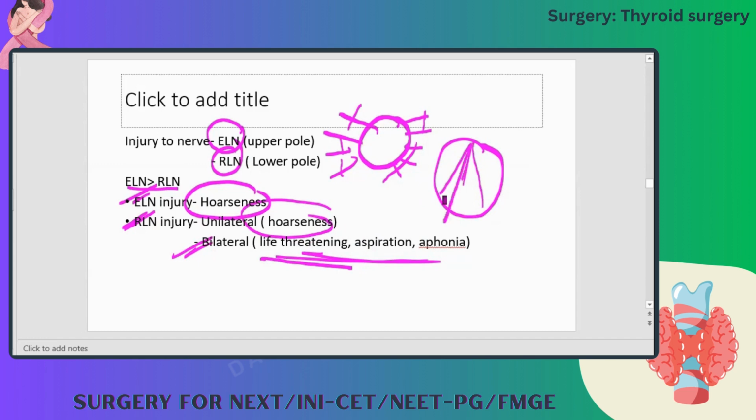Both the vocal cords will approximate. So the patient will suddenly develop aphonia and aspiration, and it is very life-threatening. You have to do an emergency tracheostomy. This is a very dangerous situation when we injure both the recurrent laryngeal nerves. Okay, clear? Clear, sir.